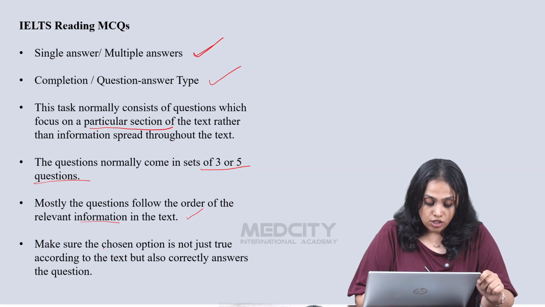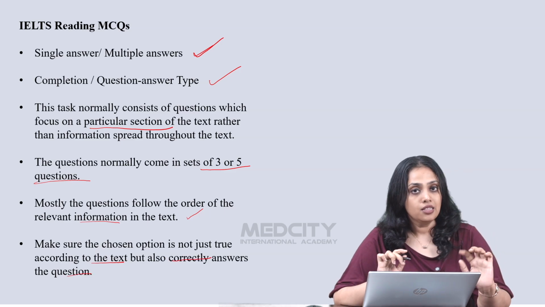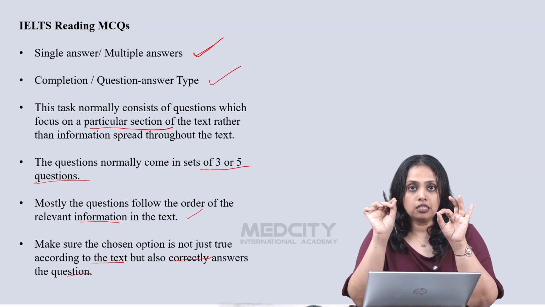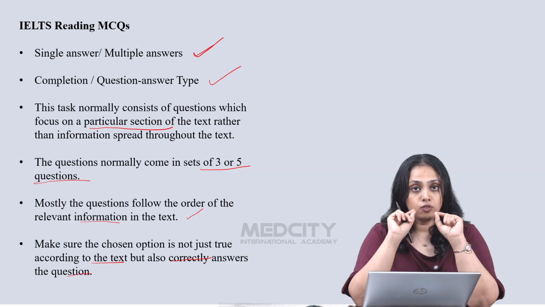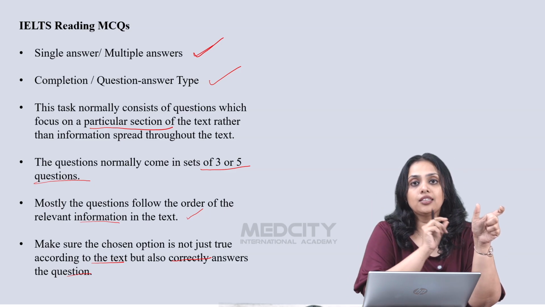Then make sure the chosen option is not just true according to the text, but also correctly answers the question. This aspect is what we have seen initially. It's not just enough that the option you have selected is there in the text. There might be multiple such choices, but you have to also ensure that the selected option is rightly answering that question.